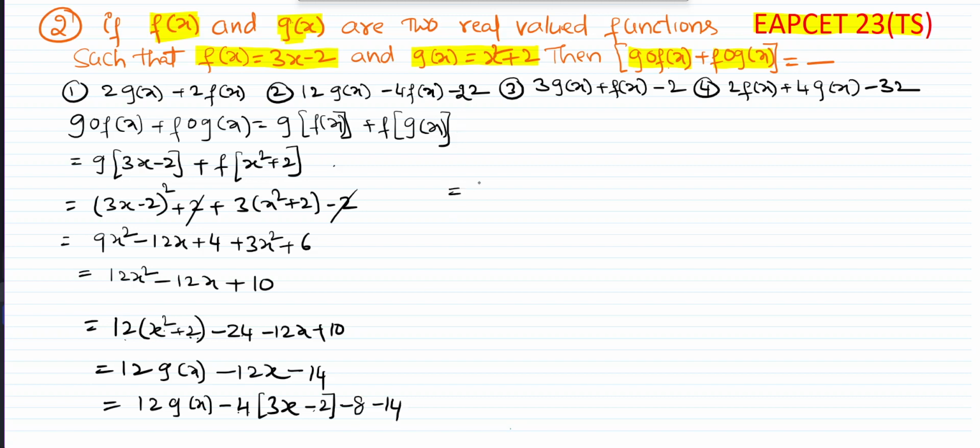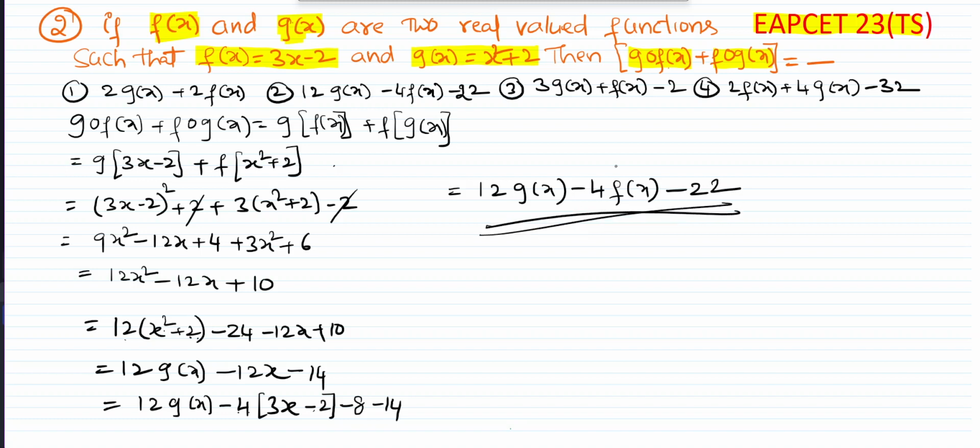That is equal to 12 into g of x minus 4 into that value f of x minus 8 minus 14, that is minus 22. This is the required answer. For this, the second option is the correct answer, that is 12 into g of x minus 4 into f of x minus 22. That is the answer.